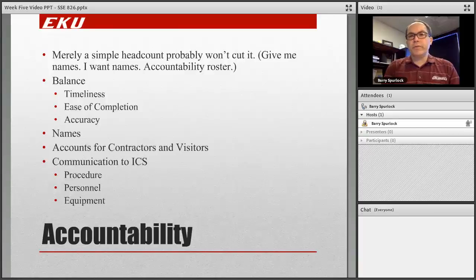You need to make sure that visitors and contractors are also part of the accountability system. Keeping a contractor sign-in sheet that would be gathered and taken out in the event of evacuation is extremely important.